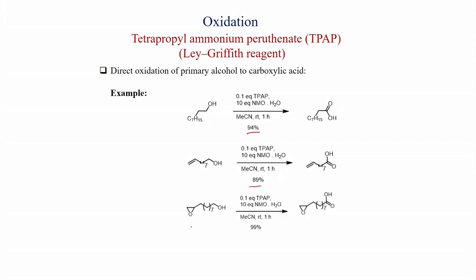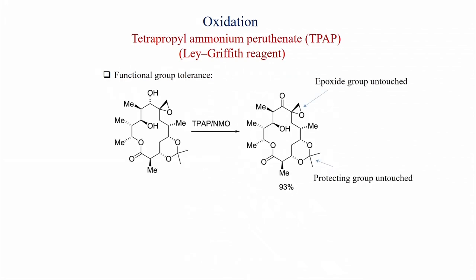Also, there can be an epoxide in the alcohol, and you can see this long chain alcohol with an epoxide is converted to the carboxylic acid without disturbing the epoxide group. So, the epoxide group is untouched during this oxidation. Also, a benzyl group is present here, along with a primary alcohol. Under this TPAP NMO condition, you get the carboxylic acid in good yield, and the benzyl group is undisturbed in this condition. Also, this oxidation has been used in many natural product syntheses.